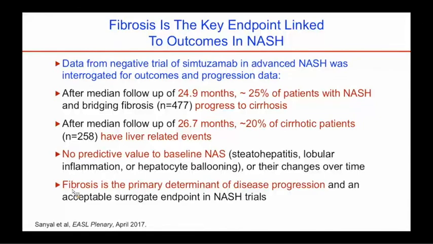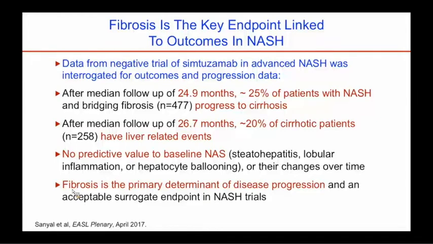So here's some very interesting things, because this was targeted at more advanced patients. It was a short trial. It was 6 months. And after a little over 2 years, 25% of the patients who had NASH and bridging fibrosis, non-cirrhosis, had already progressed to cirrhosis. So that's a lot. In effectively a 2-year period, 1 out of 4 patients who was pre-cirrhotic became cirrhotic.